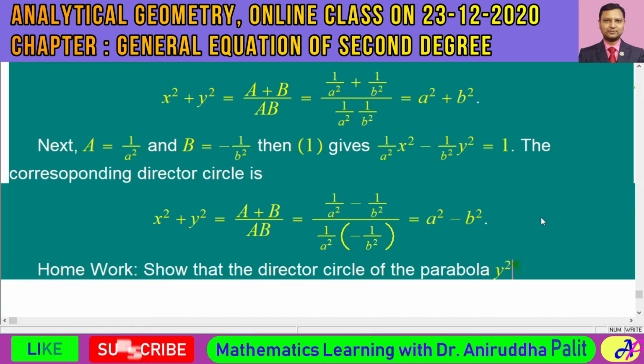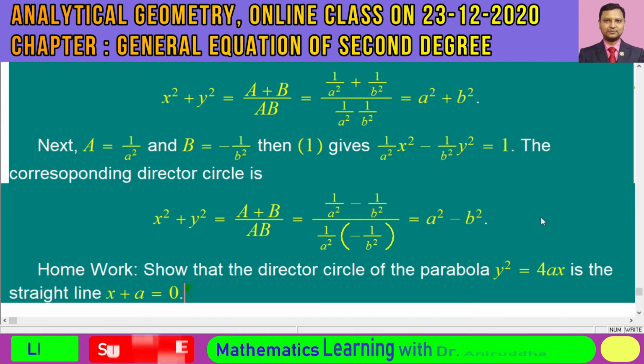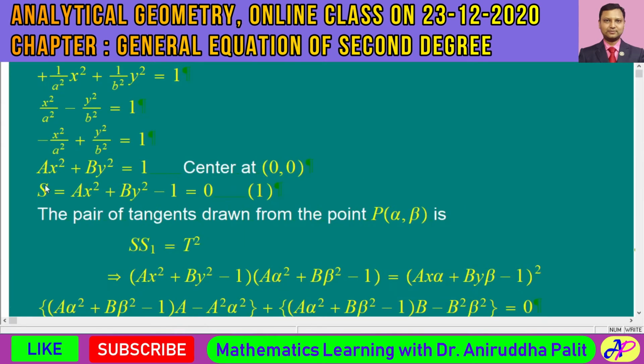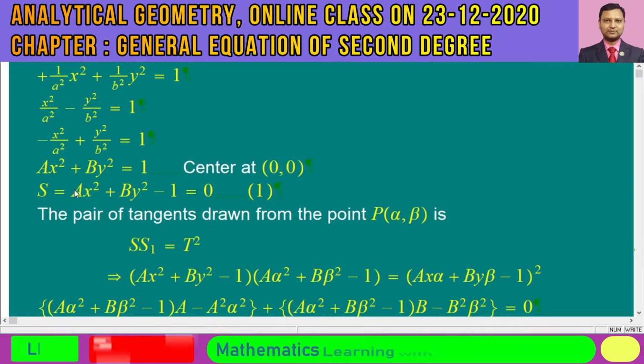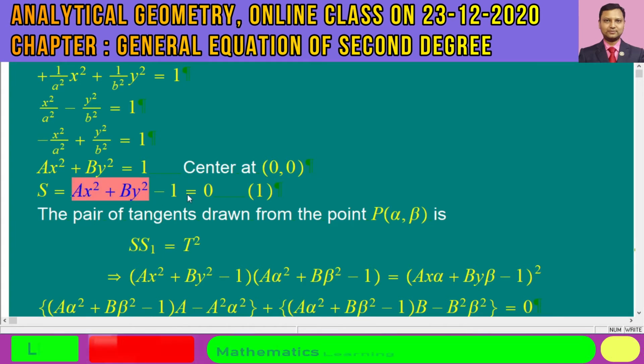y square is equal to 4ax is the straight line x plus a is equal to 0. Okay, you will get the result if you apply the same technique that I demonstrated over here, starting from this equation number 1. So in place of equation number 1, y square minus 4ax would ultimately come.